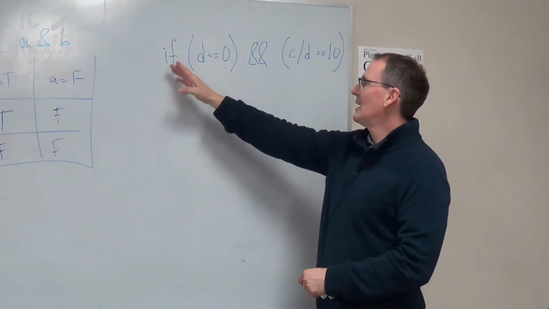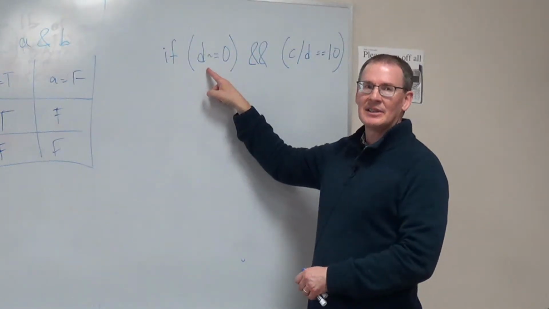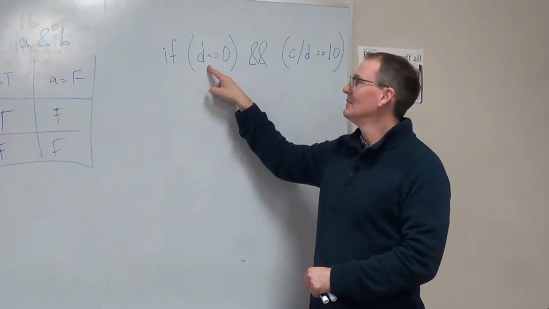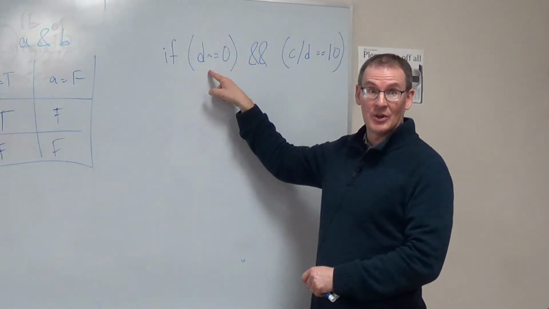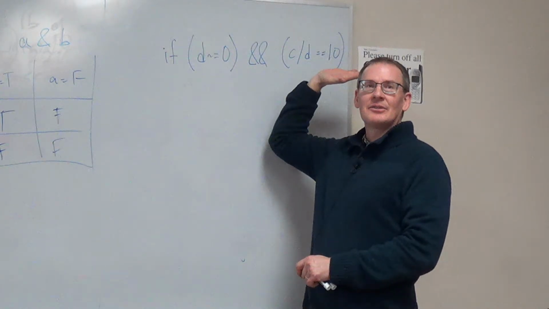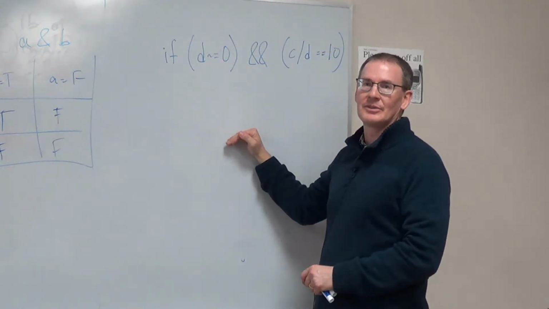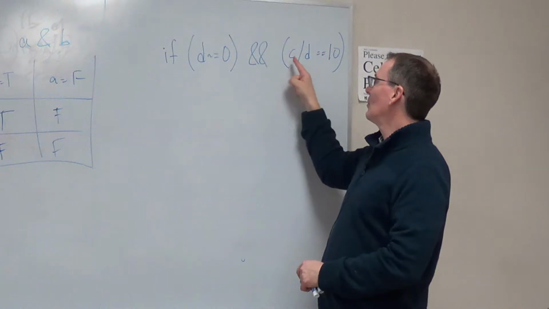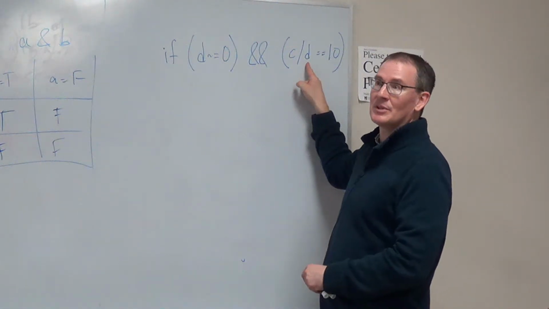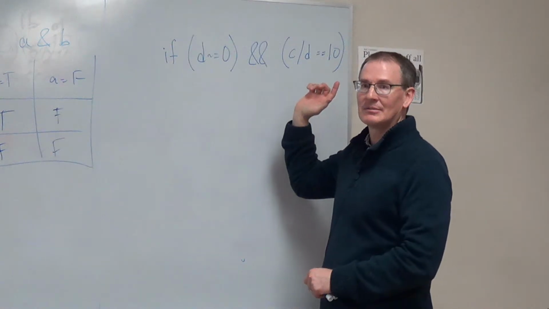Now, if MATLAB goes through and it evaluates this, and let's say d is equal to 0, then right now this returns false, and it knows it doesn't have to check anything else because it knows the answer is false. So MATLAB won't get to this c over d, which would produce an error because d is 0.